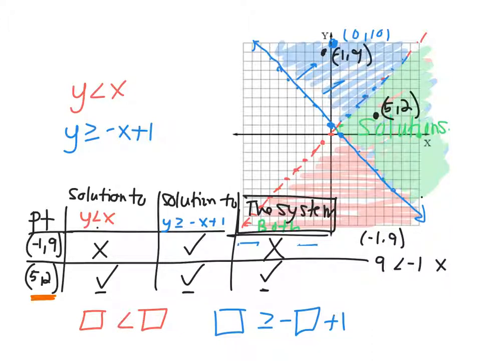The y value is 2, the x value is 5. 2 is less than 5, so that's why I put a check mark there. If I look at the next one, the y value is 2. In the box, my x value is 5 plus 1, so is 2 greater than or equal to negative 4? That is also true, which is why I put a check mark in that box. And since I put a check mark in both boxes, meaning it satisfies both inequalities, it is a solution to the entire system.